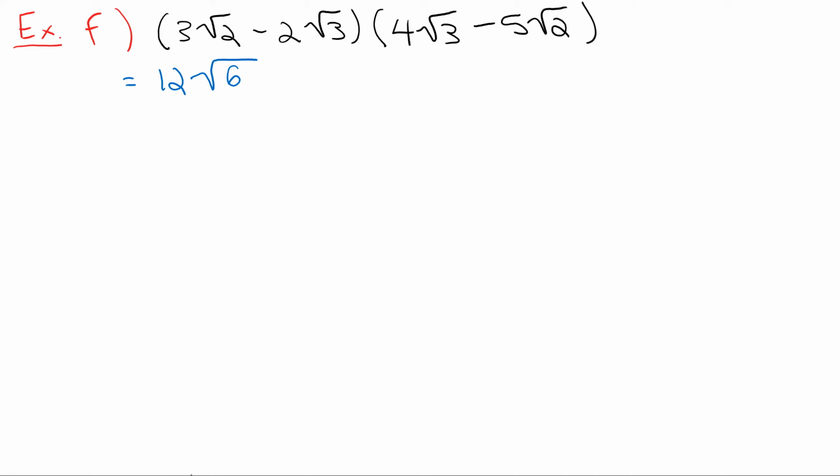Then we're going to be multiplying 3 root 2 times negative 5 root 2, so we're going to get negative 15 root 4. I know you might be thinking, oh, but root 4 is equal to 2. We're going to get to that in just a second. If you're thinking that, you're thinking ahead, good job. If not, don't worry.